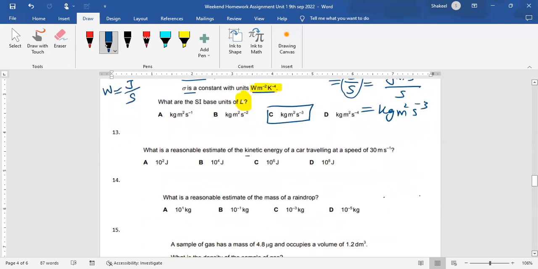Okay. What is the reasonable estimate of kinetic energy of a car traveling at 30 meter per second?